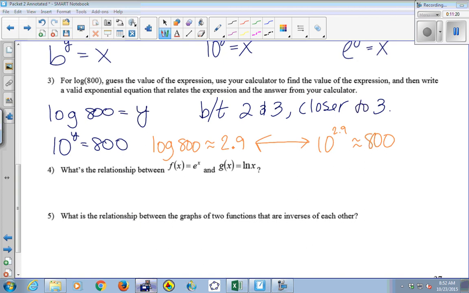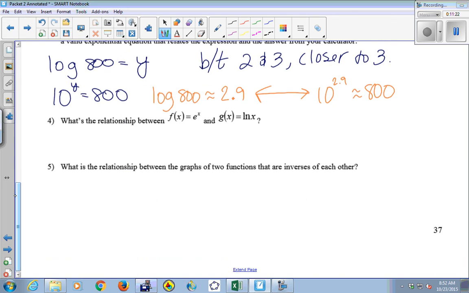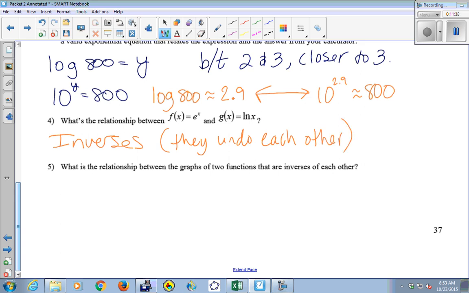All right. What's the relationship between e to the x and ln x? They're inverses, which means they undo each other. Just like multiplication and division undo each other, right? Exponential e to the x and the natural log ln x undo each other.